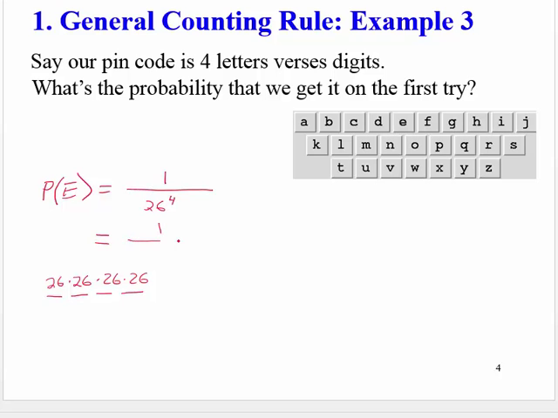And that is equal to 1 over 456,976, which is equal to 2.19 times 10 to the minus 6.